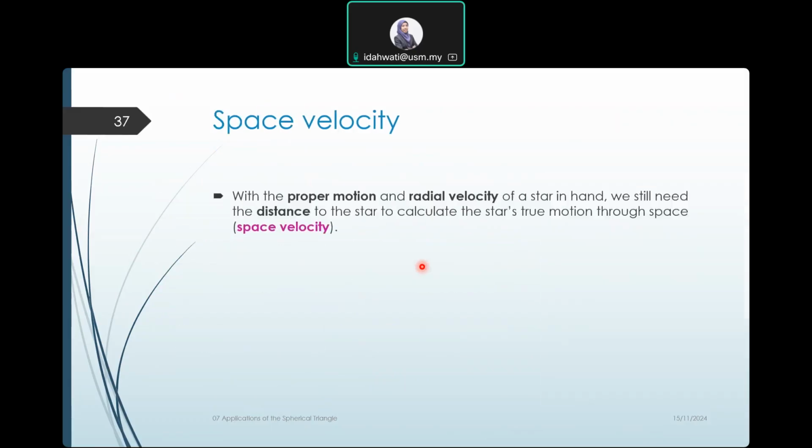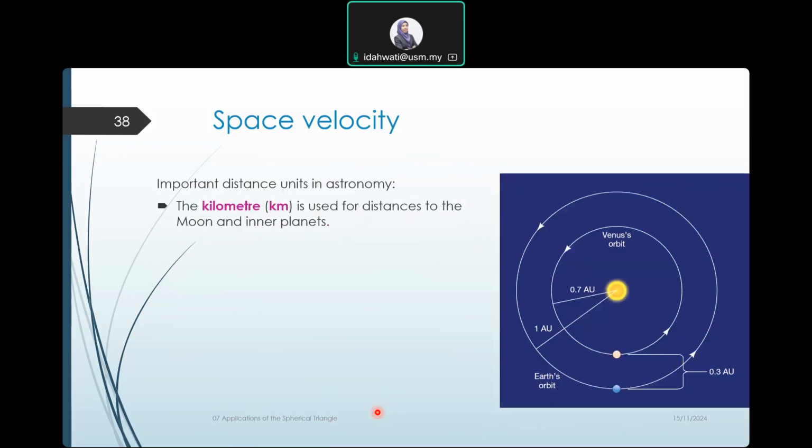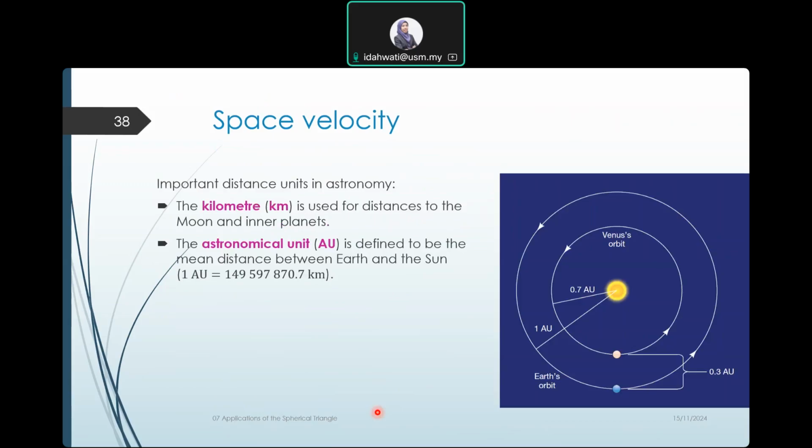So now is the space velocity. With the knowledge of proper motion and radial motion of a star, we still need to understand how to calculate the true motion through the space velocity. The distances to the nearest stars are best determined using the trigonometric parallax. So we could use this as a baseline to see how the observed position of a nearby star shifts relative to the more distant background stars. So we have these important distance units in astronomy.